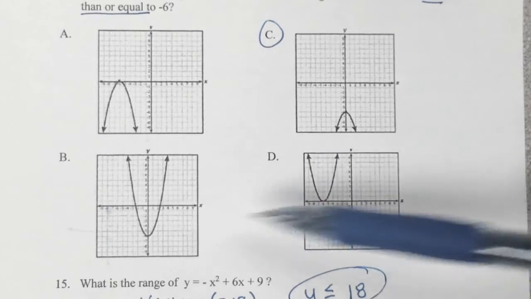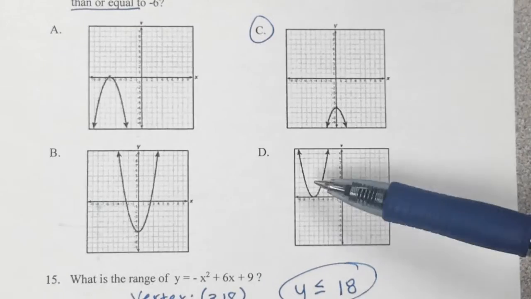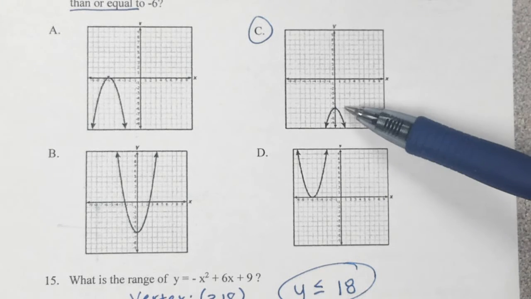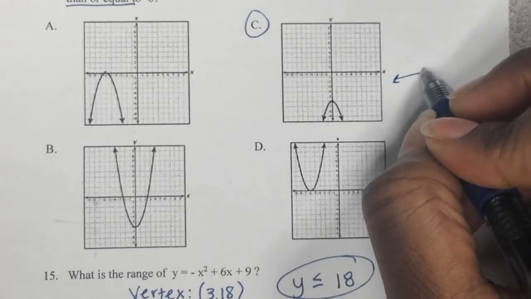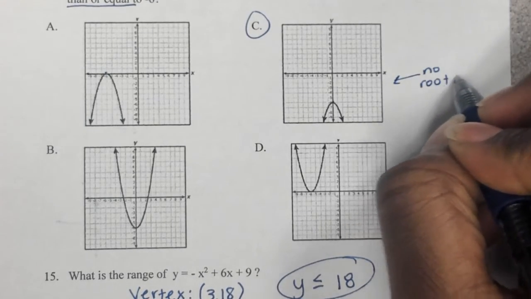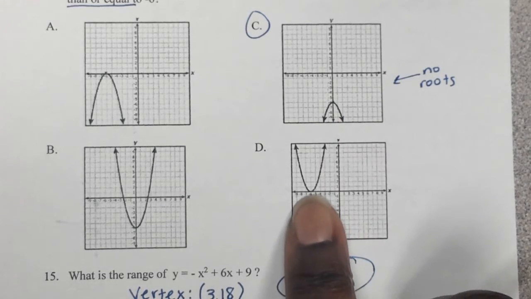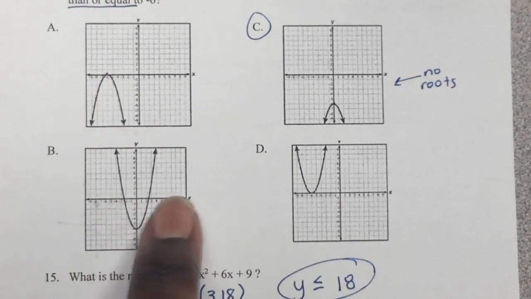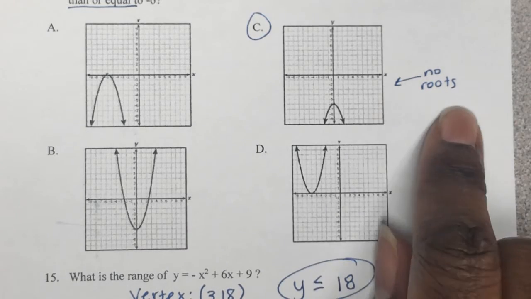Which one of these graphs has no roots? D, you're saying it has no roots? It does not touch the x? Be careful. C is the only one that has no roots. Just so you can understand, a root is where it touches the x-axis. So this one has no roots. This one only has one root because it touches once. This one has one root, it touches once. This one has two roots. Okay? So please make sure you understand what a root is.